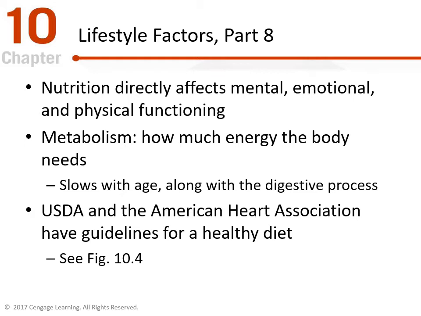And the USDA and the American Heart Association have guidelines for a healthy diet, and we'll be looking at that in the next slide. But just remember, diet has been linked to cancer, cardiovascular disease, diabetes, anemia, which is low blood count, and digestive disorders. As people mature, nutritional requirements and eating habits change mostly due to metabolism. So that's the big change as we age. Our metabolism slows down, so our eating habits need to slow down as well.